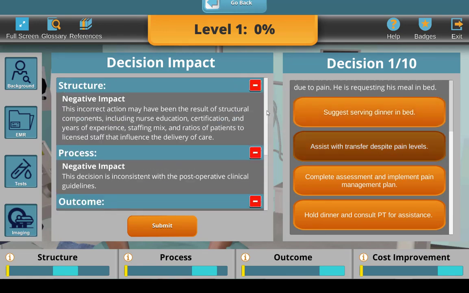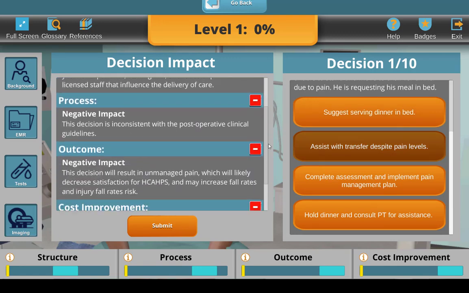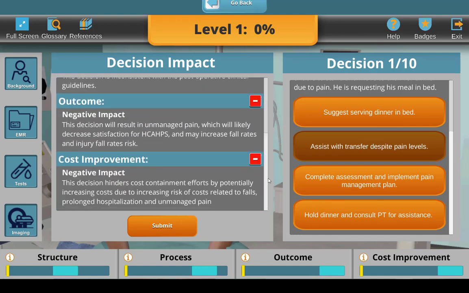So let's say, well, let's just go ahead and get him up and move him to the chair and let him have dinner. Okay, well, that looks to be a negative impact on all 4 of the pillars. Okay, and again, we can read the reasons why.